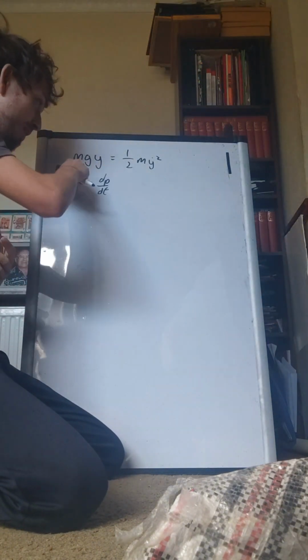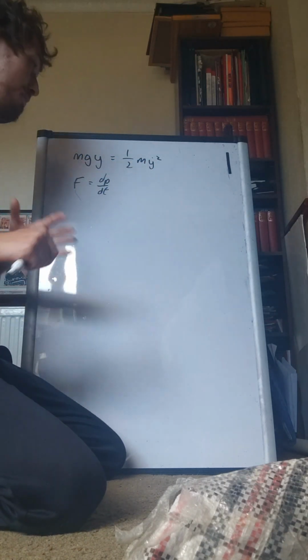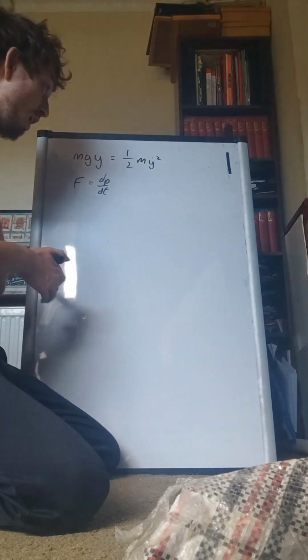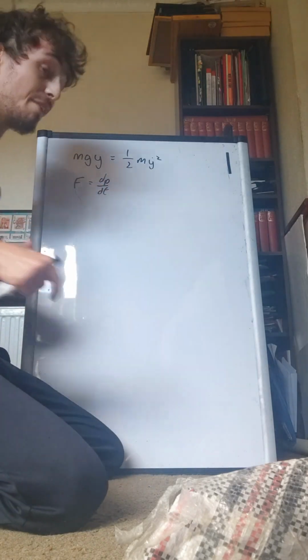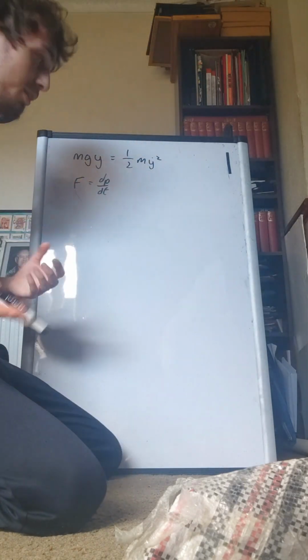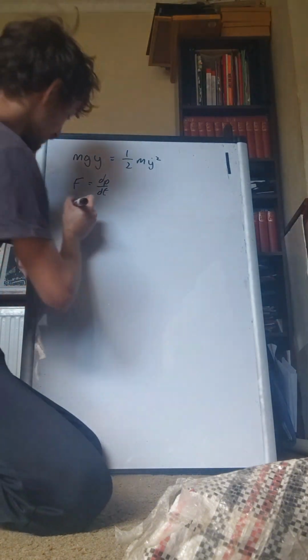So I can obviously do that by just subtracting mgy from half mv squared, and that gives us just one thing equal to 0, right? I can designate that as its own thing. We can call it a functional, which is just like a function of x or y, but it takes in a function rather than a variable. So we call this the Lagrangian.